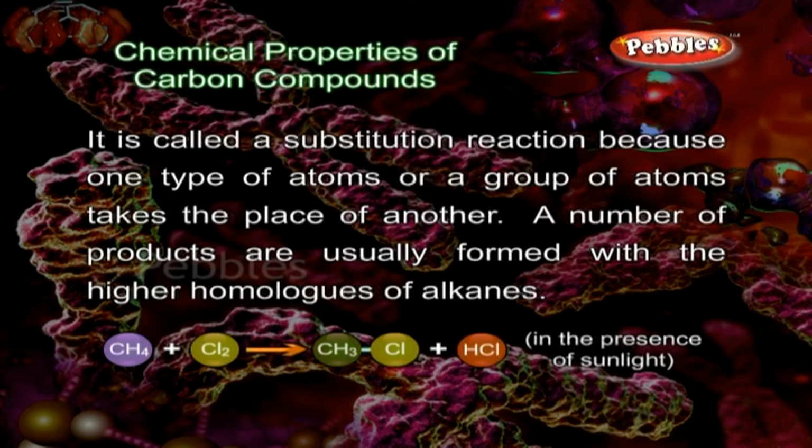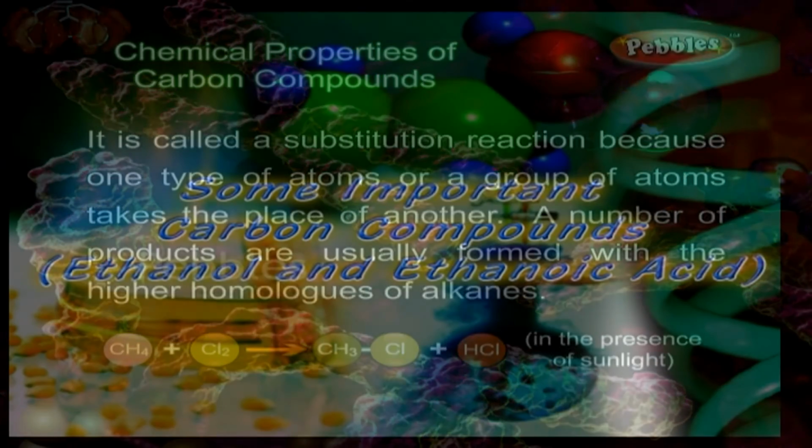It is called a substitution reaction because one type of atom or a group of atoms takes the place of another. A number of products are usually formed with the higher homologues of alkanes. CH4 + Cl2 gives CH3Cl + HCl in the presence of sunlight.